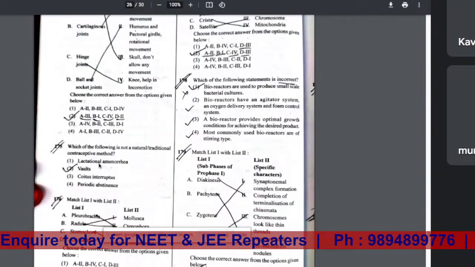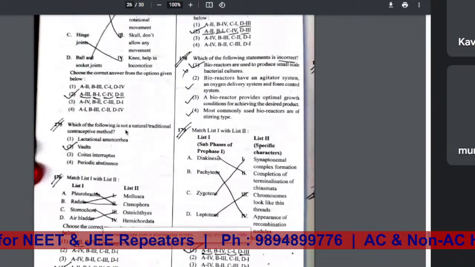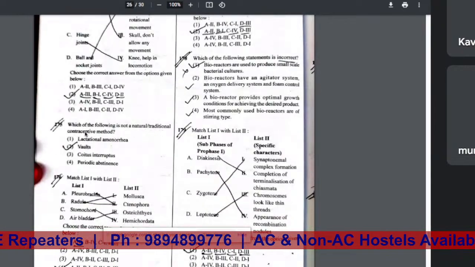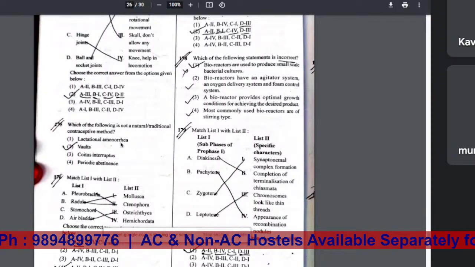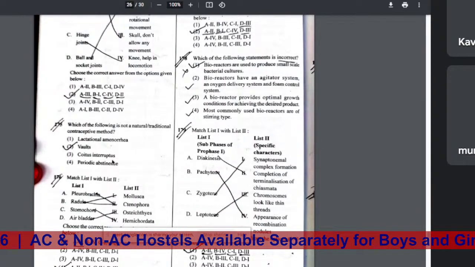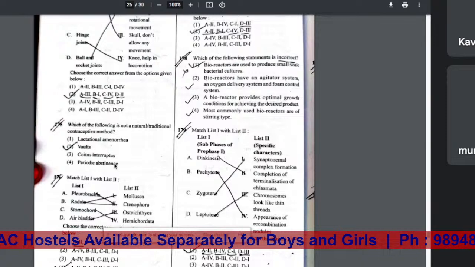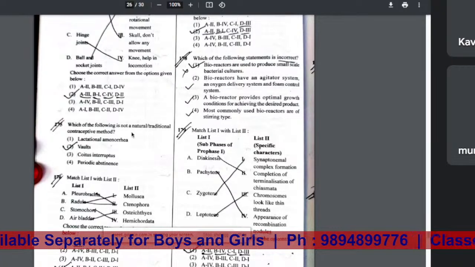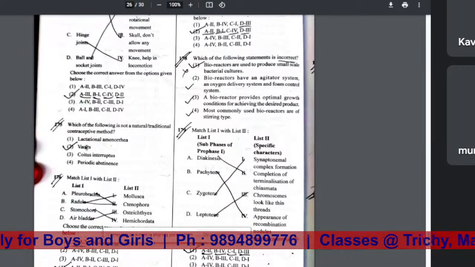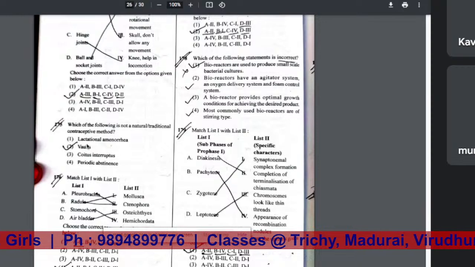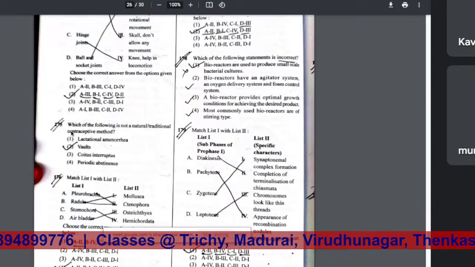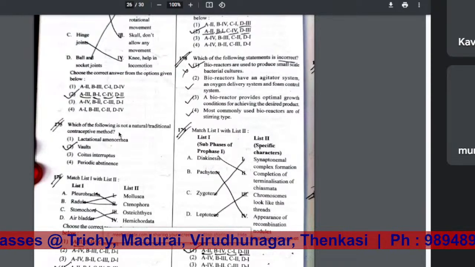And then the last question before I leave, which of the following is not a natural or traditional contraceptive method? You should know that lactational amenorrhea, coitus interruptus, and periodic abstinence are all natural methods. Walt happens to be not a natural or traditional contraceptive method, but it is a barrier.